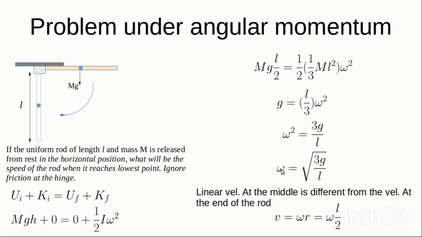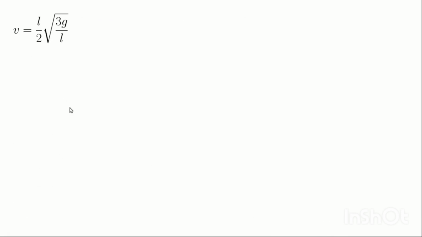Now that we have omega, we replace it with the square root of 3g over L, multiplied by L over 2. That will give us the linear velocity. So we have v equals L over 2 times the square root of 3g over L. Because L goes in as L squared, it cancels the L under the root, leaving 3gL, and we have half of the square root of 3gL. So this is the linear velocity of the rod at the center.